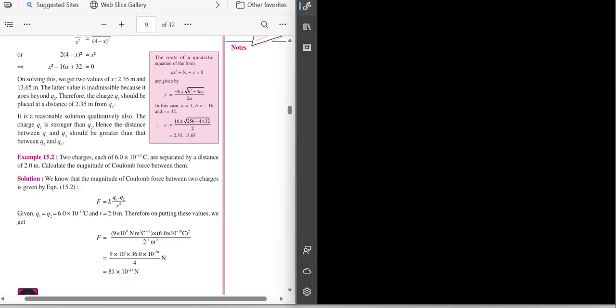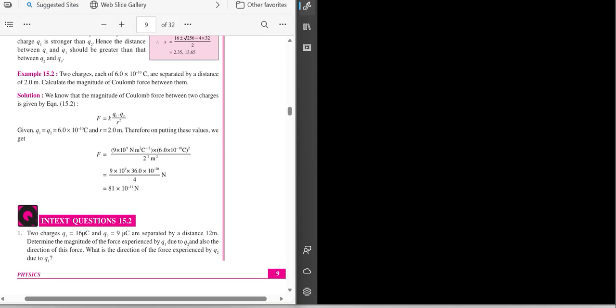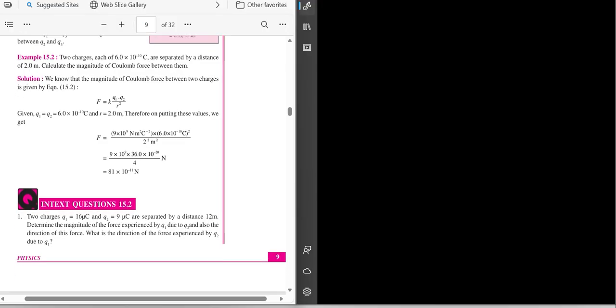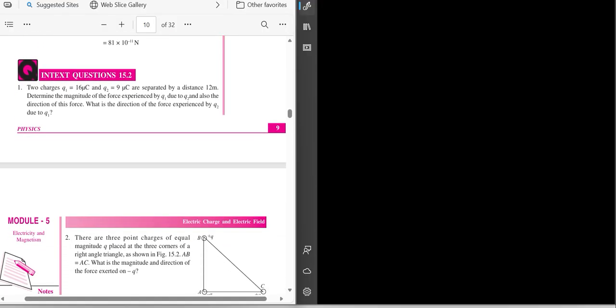Next, we will see one more question. Two charges, each of 6 into 10 raised to minus 10 coulombs. So they are like charges with same magnitude. They are separated by a distance of 2 meter. Calculate the magnitude of Coulomb force between them. Very simple. Just apply the force formula. K value is 9 into 10 raised to 9. And each of the charge is 6. So 6 into 6 into 10 raised to minus 10 into 10 raised to minus 10, over the distance 2 meters squared. This will be the magnitude of the force, and it is a repulsive force. Very easy, right? Now I want you to solve these questions.